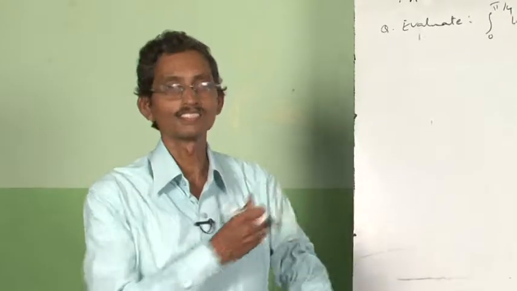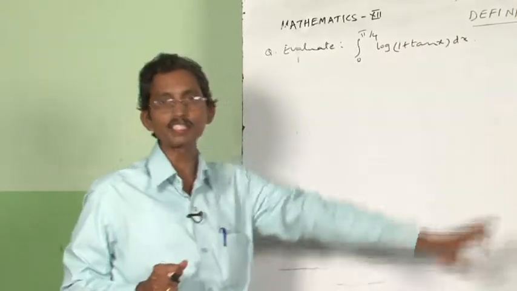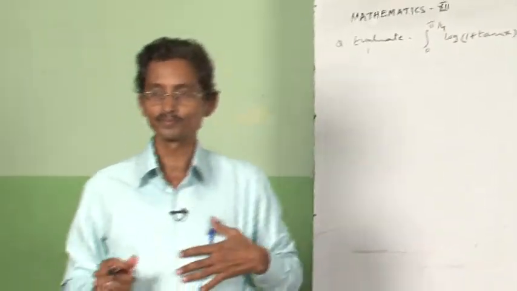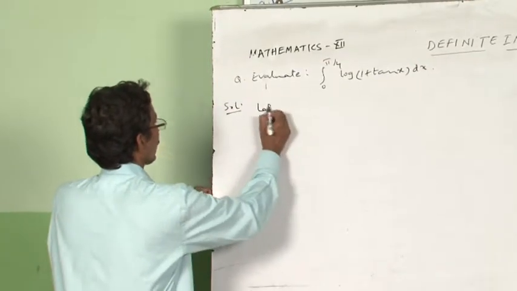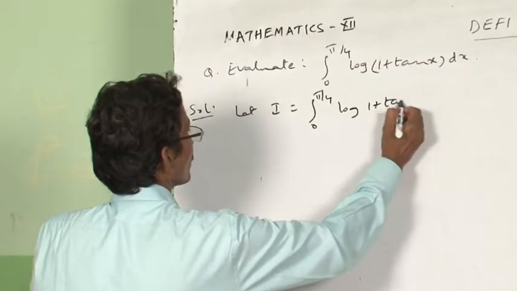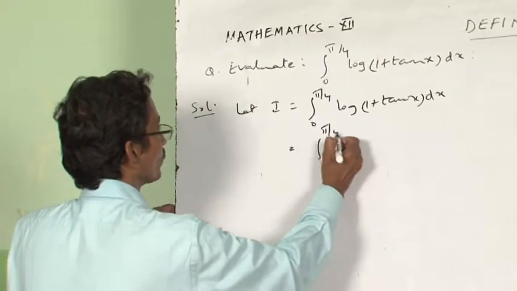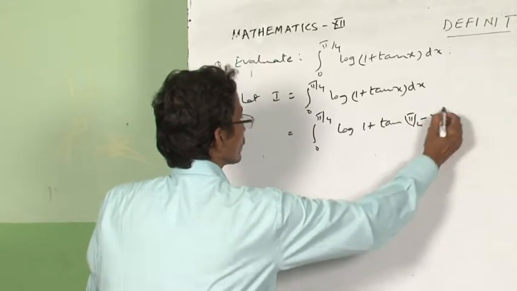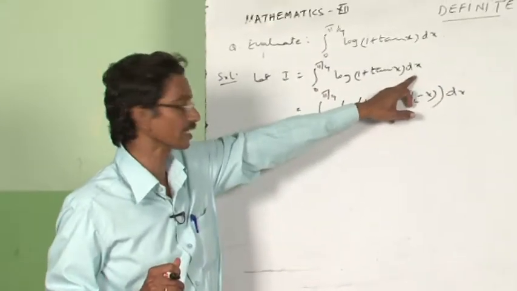So, dear children, now see the question: evaluate the integral from 0 to pi by 4 of log(1 plus tan x) dx. Can you apply definite integral properties here? Yes. Let I be equal to the integral from 0 to pi by 4 of log(1 plus tan x) dx.